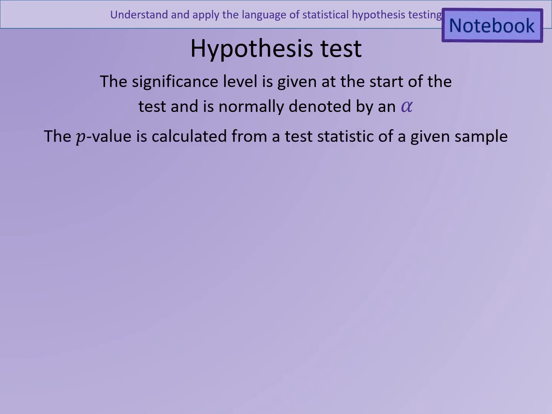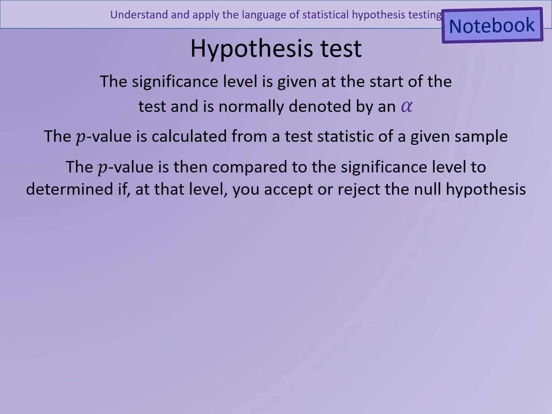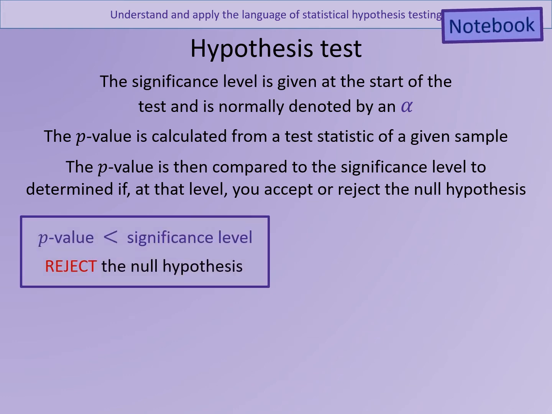You would then calculate a p-value based on your observations. So you would take a sample and you would calculate the probability of that occurring under the distribution that you are testing under the null hypothesis. You would then compare the p-value you had calculated with the significance level to decide whether you had any evidence to reject the null hypothesis. If you calculate a p-value that is lower than the significance level, you would conclude that you did have sufficient evidence to reject the null hypothesis.